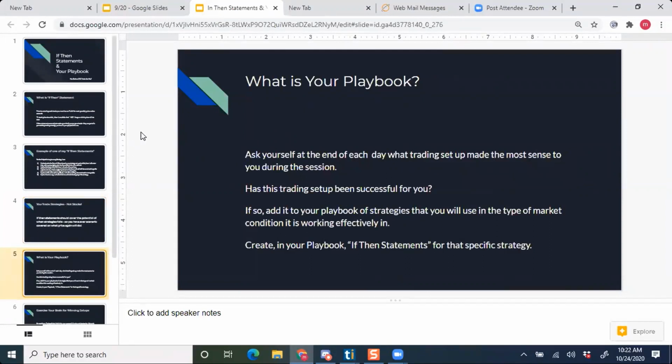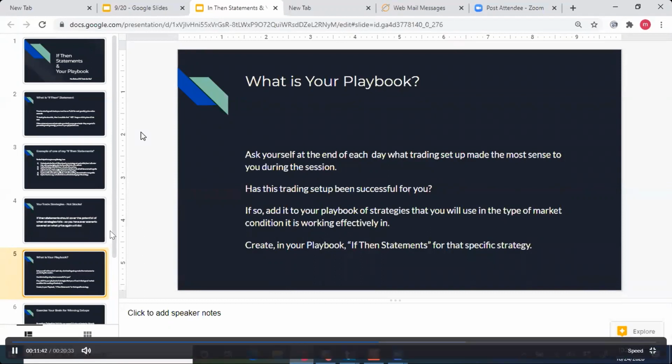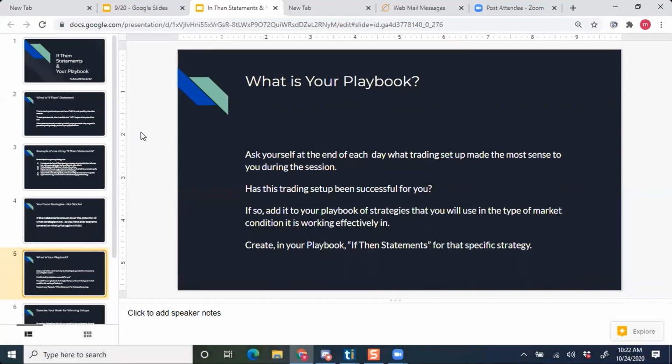So we've been talking about this playbook. What is your playbook? Do you even have a playbook? All right, you write it down, okay? Put it in computer form, handwritten form. Okay, but how do you create this playbook? Creating this playbook is not just taking Steve's strategies or someone else's strategies or Ray's strategies and then just putting it on paper as your own.